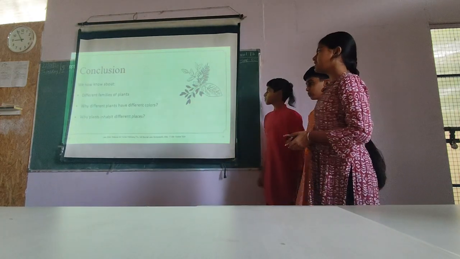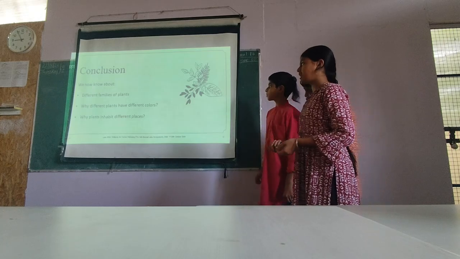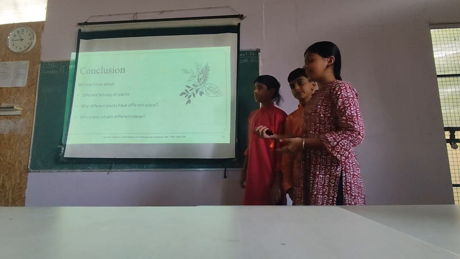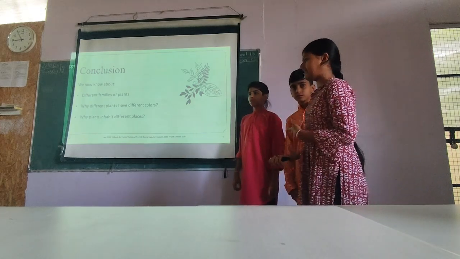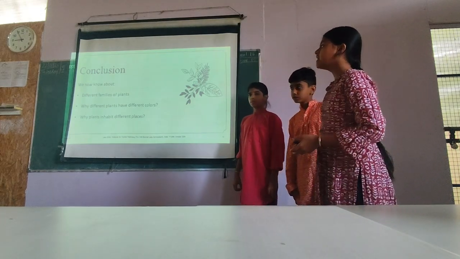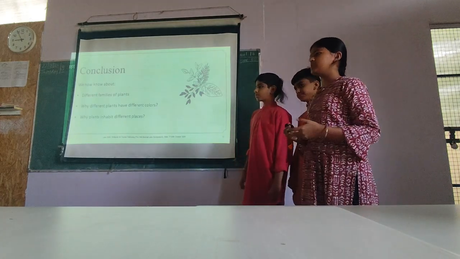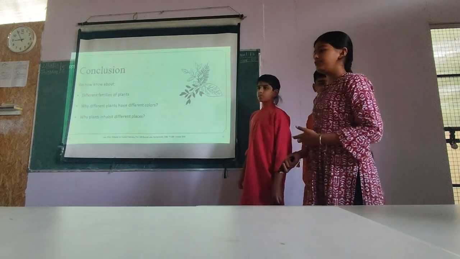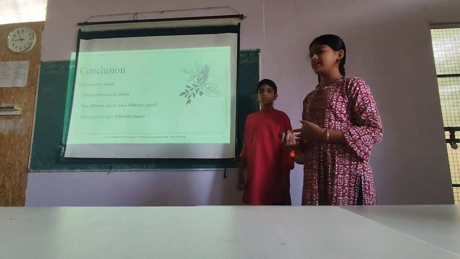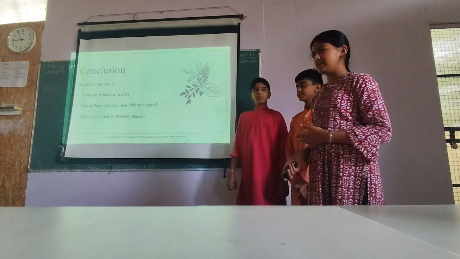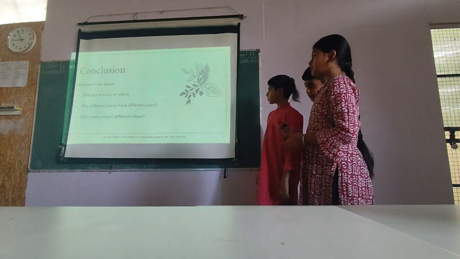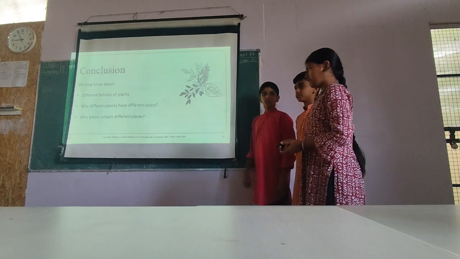Yeah, so at last we got to know about different families of plants. By families we mean type of the plant, like if it's a tree, shrub, herb, etc. And then we got to know about the scientific name, if it has a medicinal property, fruiting time, flower color and all. And then we got to know why they inhabit different places.